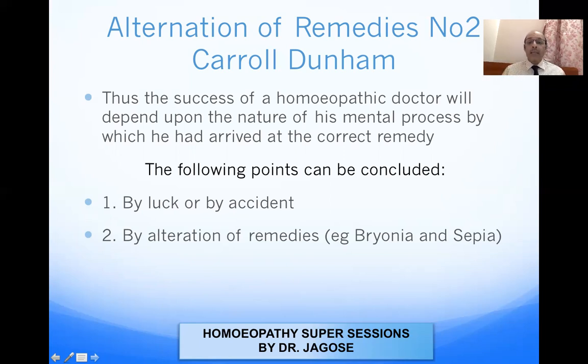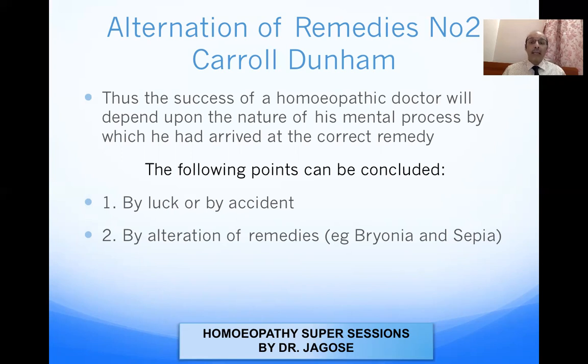The following points can be concluded regarding the success of a homeopathic doctor. First, it is either by luck or by accident. When you prescribe a remedy, it could so happen that just by accident the symptoms were similar to those of the disease and you prescribed it, or the luck of the doctor was strong and he was able to prescribe the correct remedy.